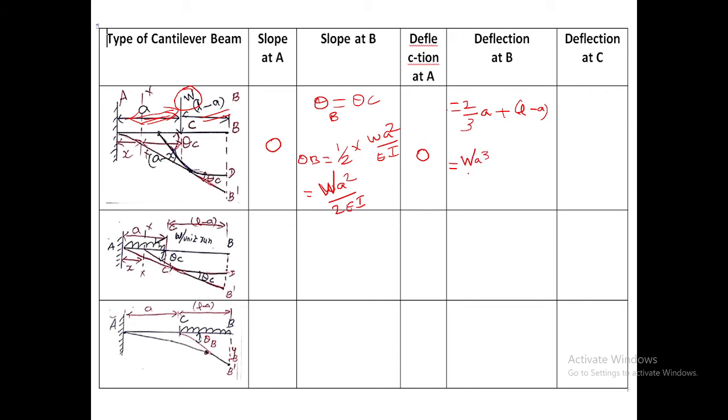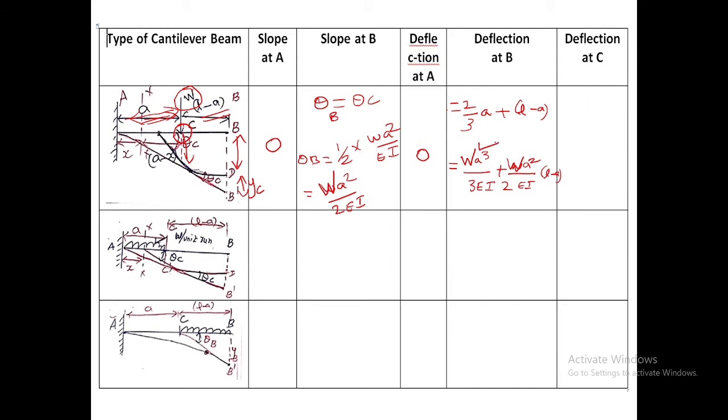So the answer is W A cube divided by 3 EI plus W A square by 2 EI into L minus A. Now deflection at point C. Deflection at point C comes from the point load, with two terms, up to B and from B to C. So YC is W A square divided by 2 EI into L minus A.